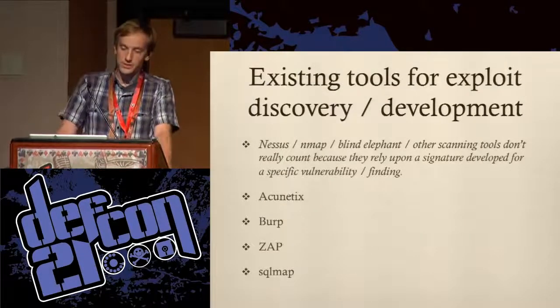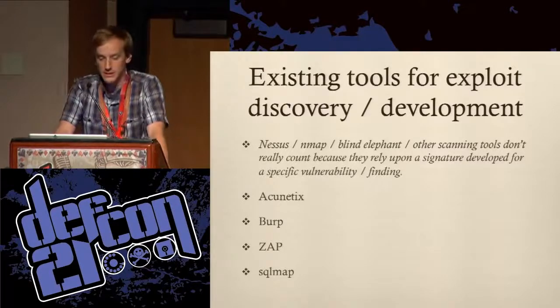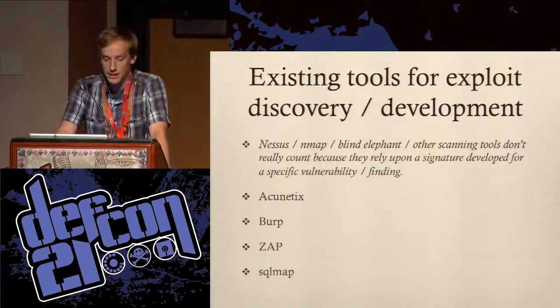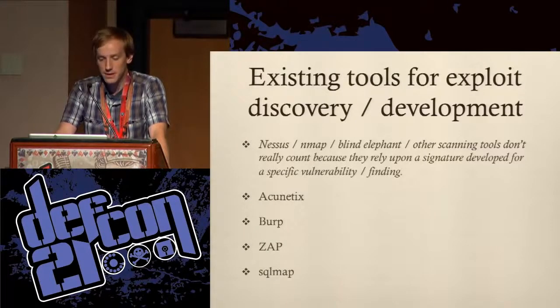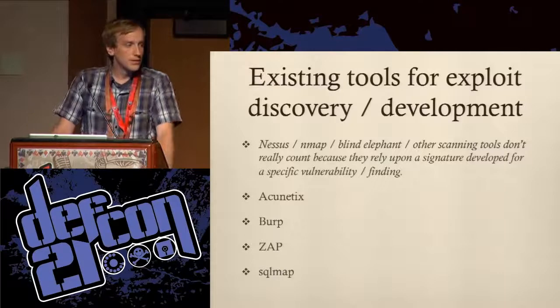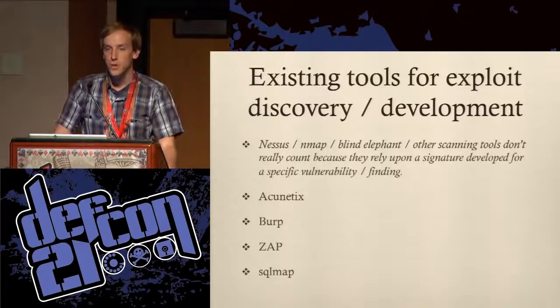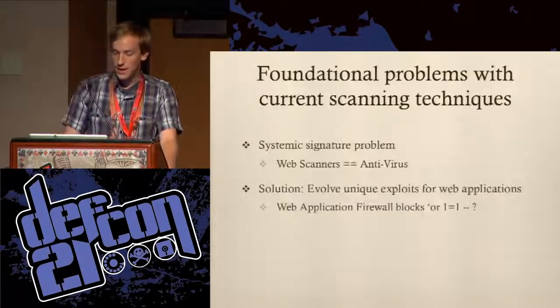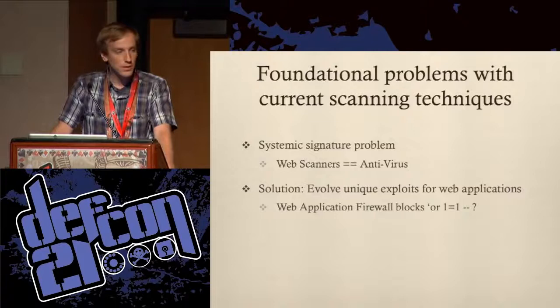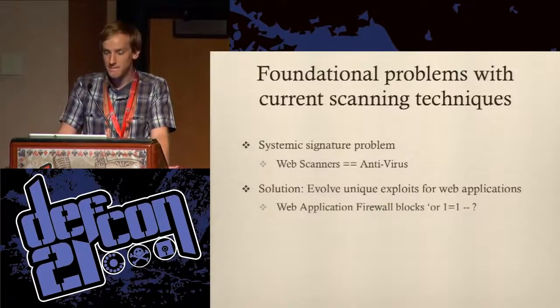There's a number of really good tools out there for exploit discovery and development. I use Acunetix, Burp, ZAP, and SQLMap very frequently, and they're all fantastic tools. But running some of the other tools like Nessus, Nmap, other scanning tools, I realized that there's this very big similarity with an existing industry. And it's a fundamental problem with web application scanners as we know them today.